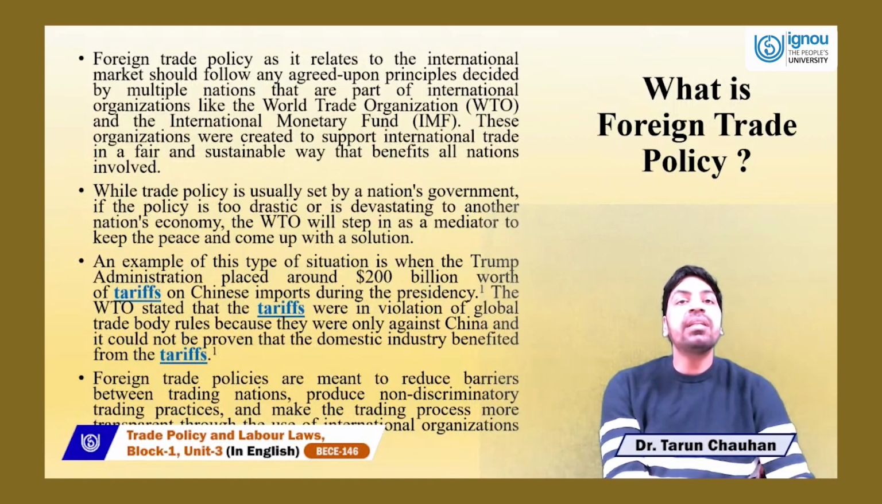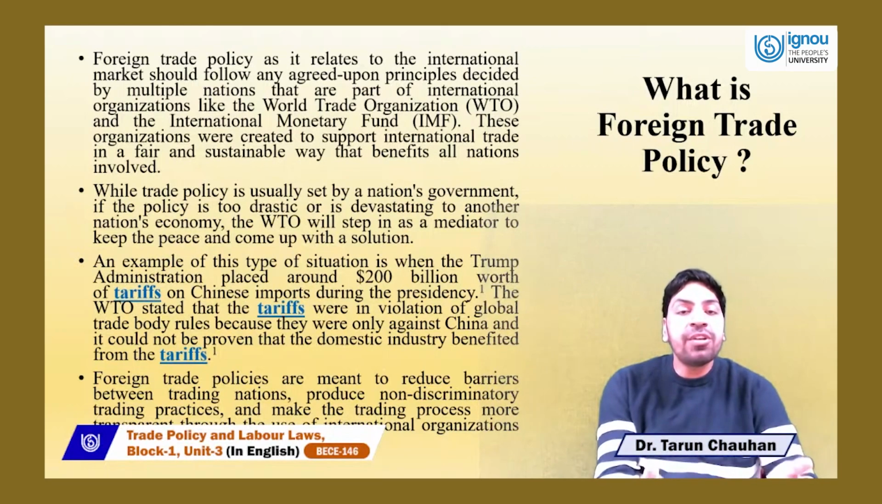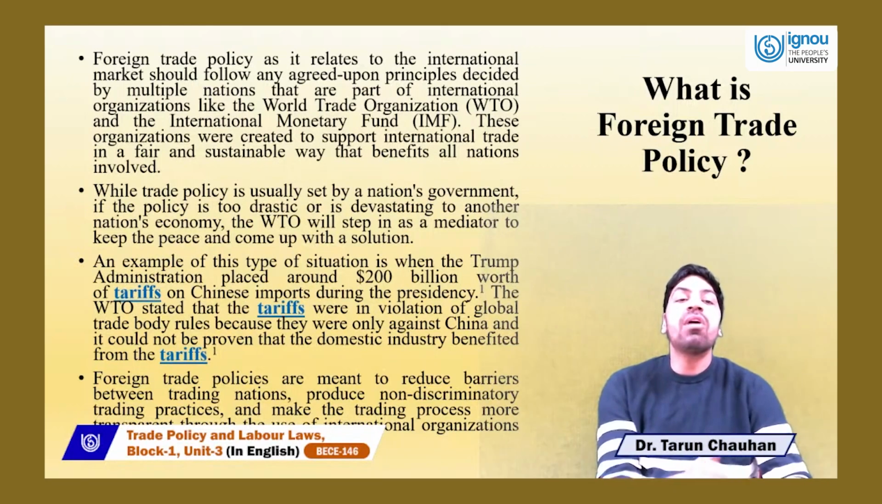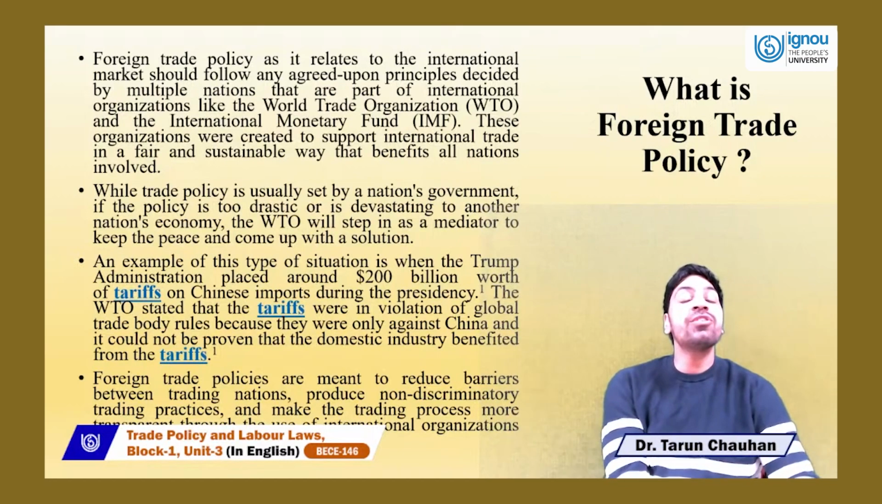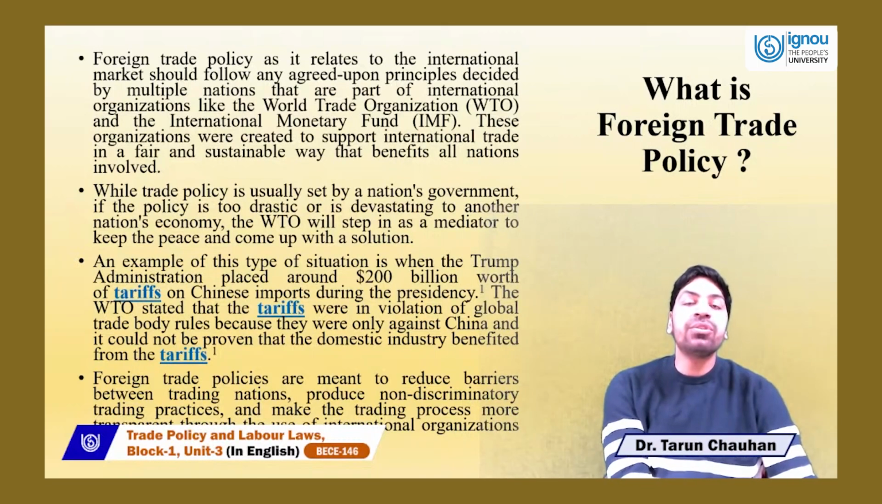Trade policy is usually set by the national government. If a policy is too drastic or devastating to another nation's economy, then the WTO, the World Trade Organization, or the International Monetary Fund come together as a mediator to keep the peace and come up with a possible action.